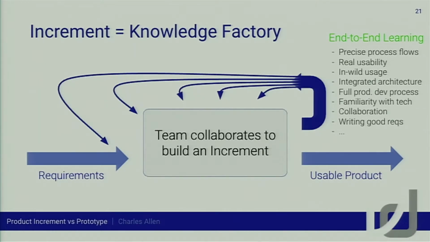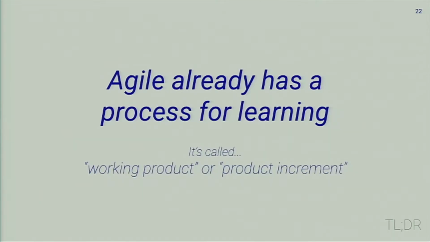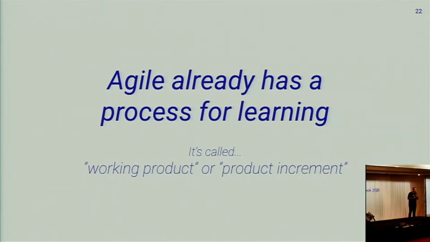So my suggestion today is that building a complete increment has significantly more value than building a prototype. And that the damage done by delaying that build is potentially more significant than the value we gain from building a prototype. Okay, so to summarize chapter 3, Agile already has a learning process, and that process is called working software or working product or product increment.